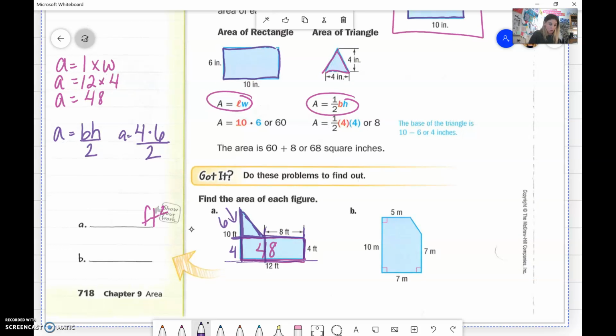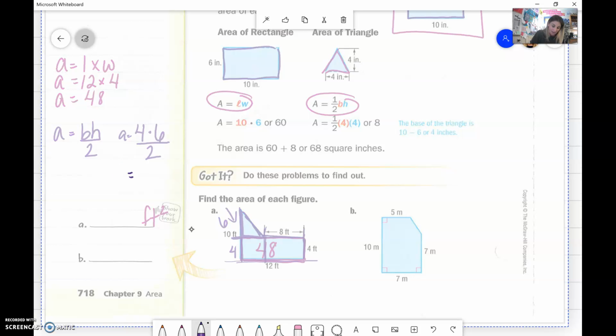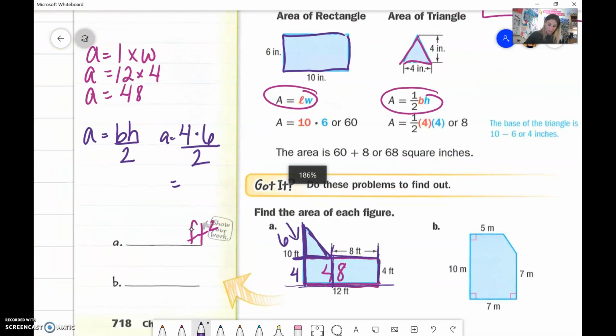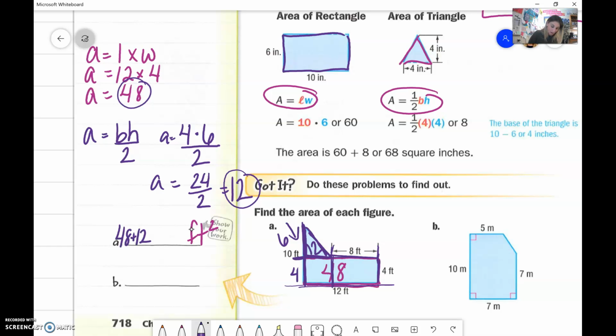Okay, well, when I multiply together, 24, and then when I divide that by 2, oops, my goodness. When I divide that by 2, so my area is going to be 24 divided by 2, and when I get 24 divided by 2, I get 12 feet squared. Now, am I finished? No. I have to take the area of my rectangle and the area of my triangle and put them together. And so when I add 48 plus my 12, I'm going to get 60 feet squared.